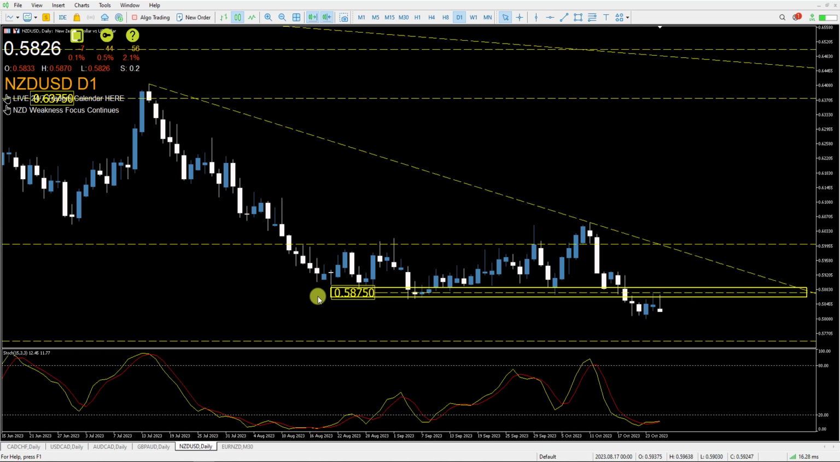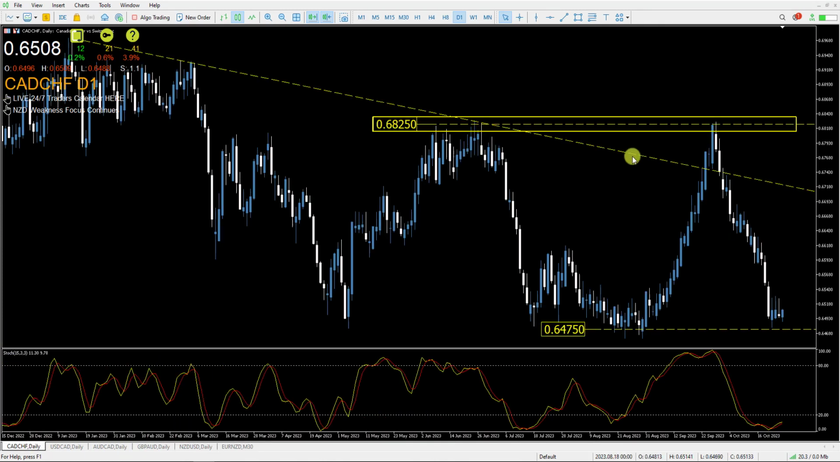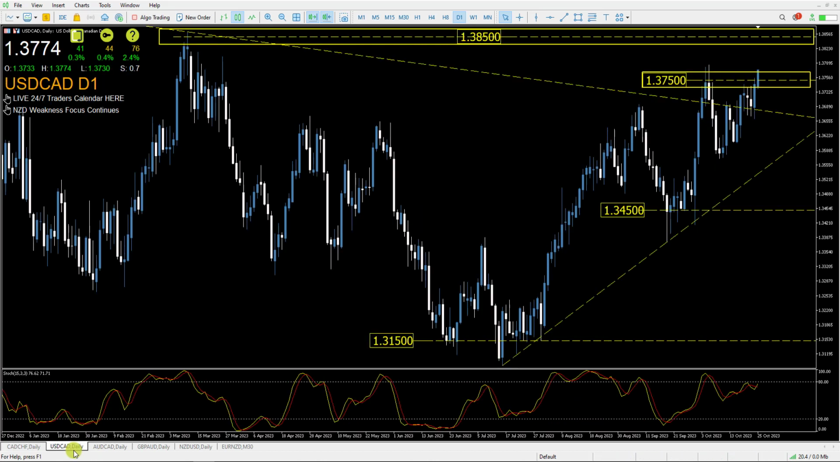So if I flick over to those CAD pairs now, where we could look at potential opportunities, CAD Swiss, for instance, is at range low, at support. So not too fussed about this market now. You can see we've come back all the way into these lows here. I don't really want to sell into lows, right? I want to sell when price is at the highs. So nothing for us there.